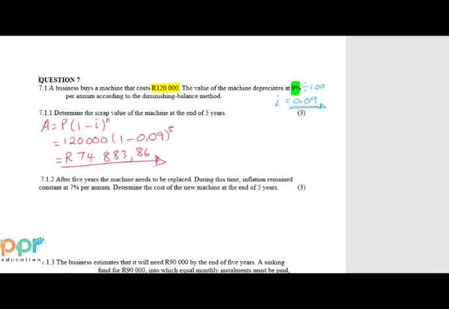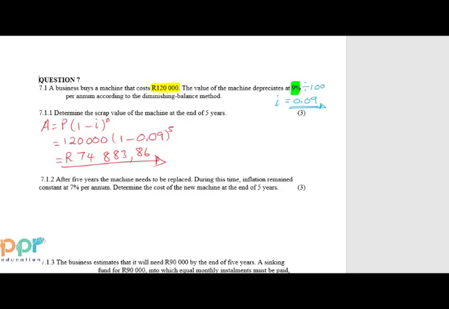7.1.2. Now they are asking that after 5 years the machine needs to be replaced. This means the business needs, after 5 years, to replace this machine. So during this time, inflation remained constant at 7% per annum. Determine the cost of the new machine at the end of 5 years. So now we want to know, after 5 years, how much this machine will cost.